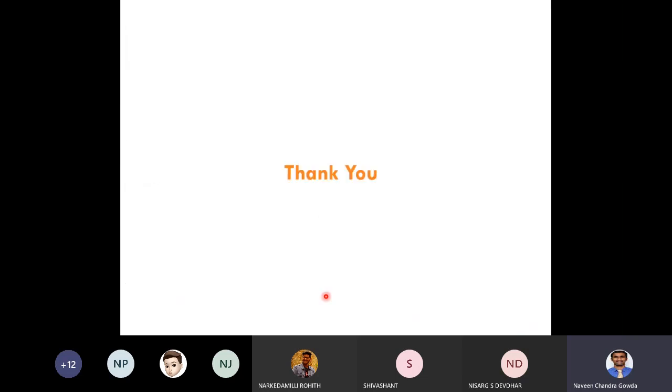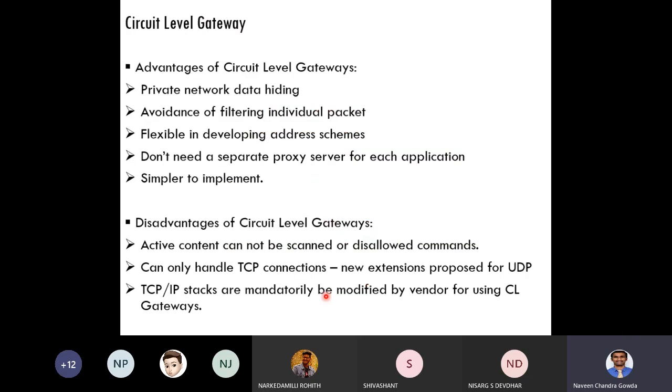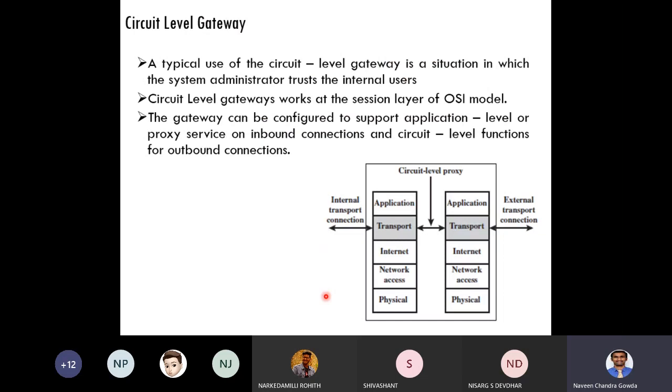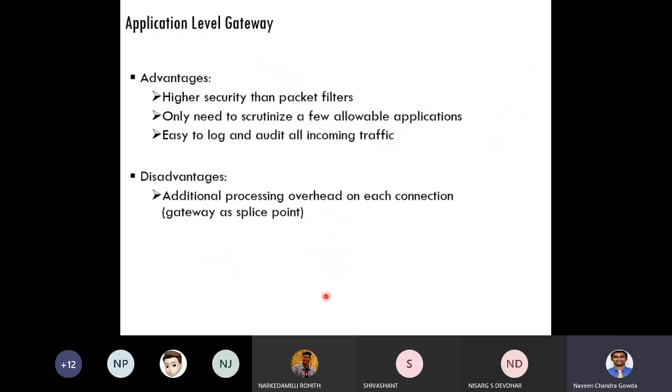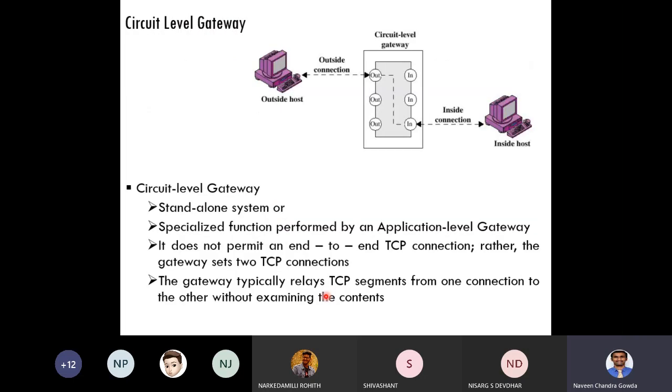So those are the two types of firewalls we studied today: the application level gateway firewall and the circuit level gateway firewall. Those are the end of the four types of firewalls we studied in the last session and today's session.